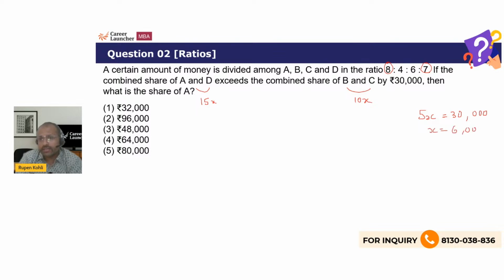And what is the answer therefore? The answer is the share of A, which is your 8x. So 8x is 48,000. A very simple, routine, plain vanilla question on ratios, it cannot get simpler than that. As soon as you see the ratio, just jump on to take the ratio constant: 8x, 4x, 6x, 7x. Just proceed with that.